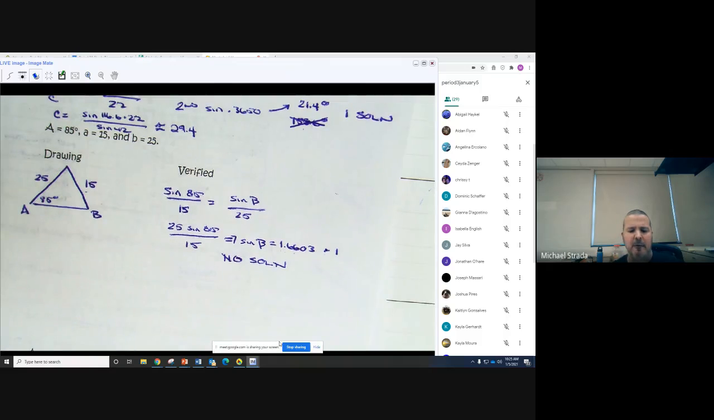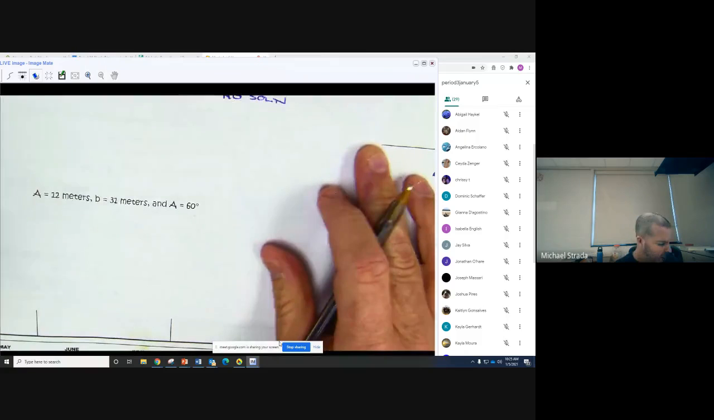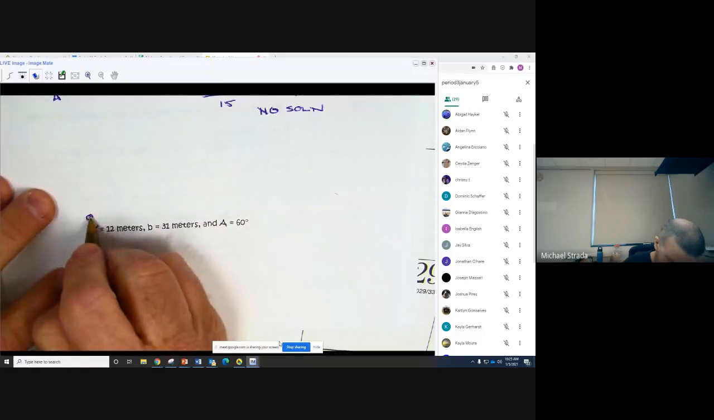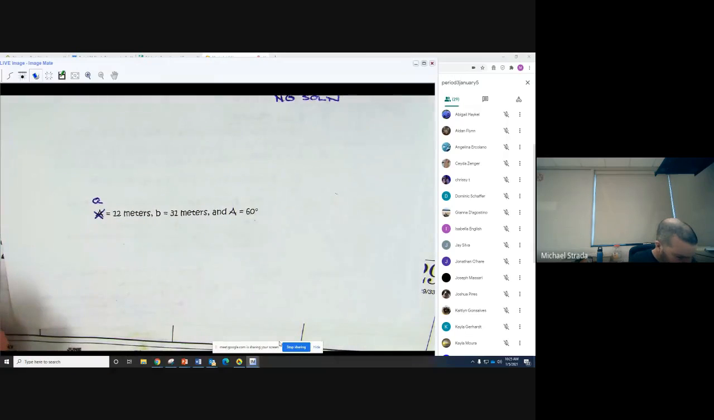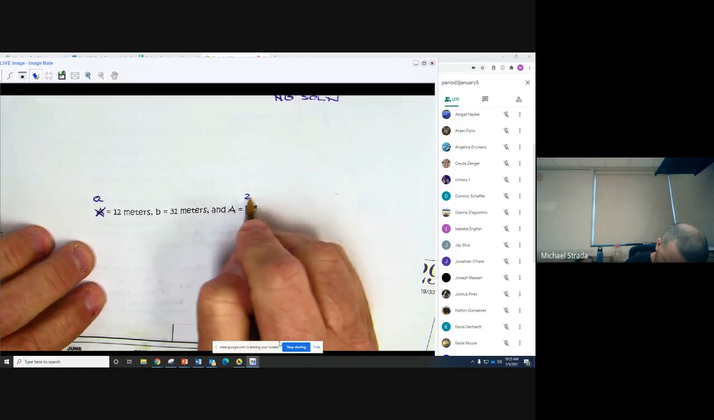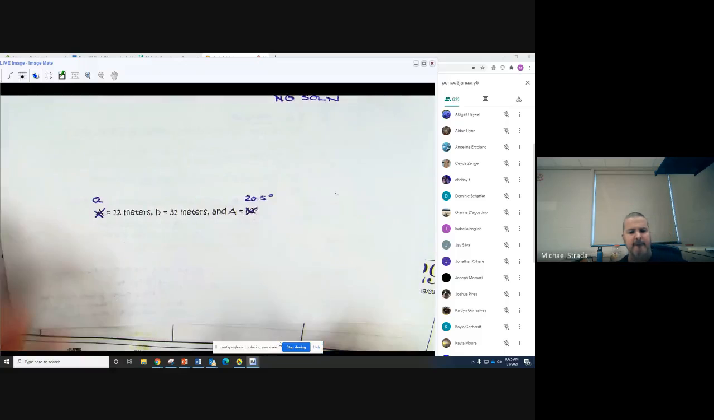All right, now for the last one. We need to make a small change. First off, this should be little a, not capital A. So little a is 12 meters, little b is 31 meters, and instead of 60 degrees, this should be 20.5 degrees.